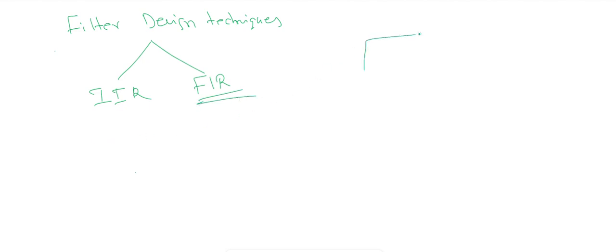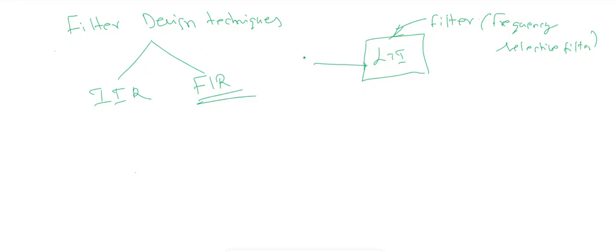So for any LTI system, it may be a filter. The important class of LTI system is the frequency selective filter. For input X of n, this filter passes certain frequency components of the input signal and rejects the other components. So a filter passes only certain selected frequency components.